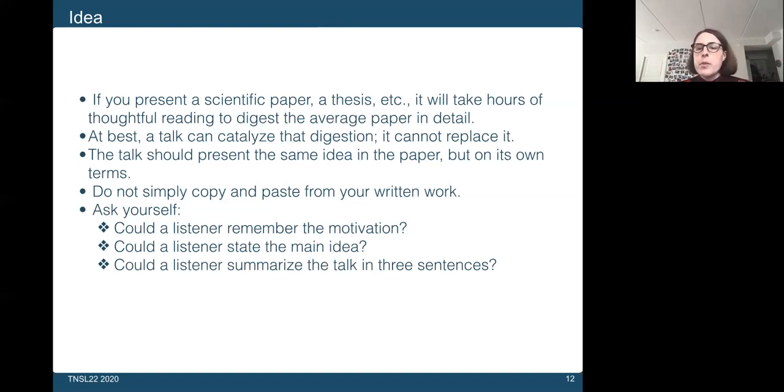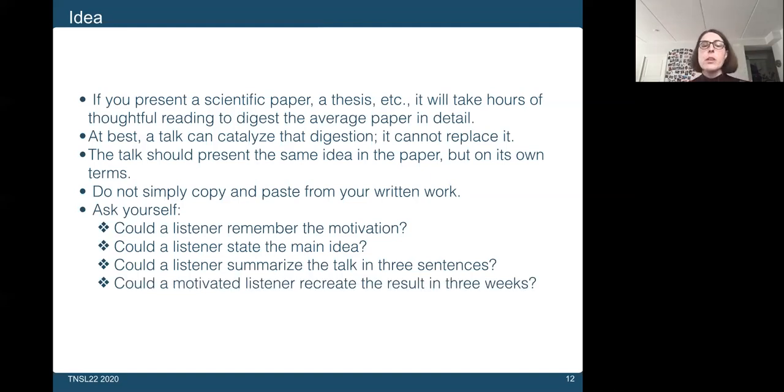Could a listener summarize the talk in 3 sentences? Could they tell you, this was what it was about, and this is what they did? And if you happen to have a motivated listener, can they recreate the results that you have in your report? Could they recreate them in 3 weeks? And then the maybe quite important question is, would a listener know when to consult the paper?